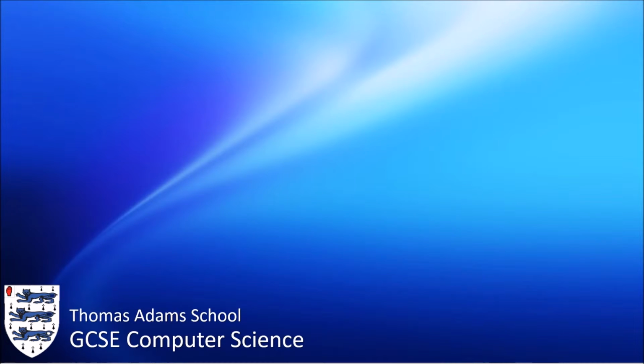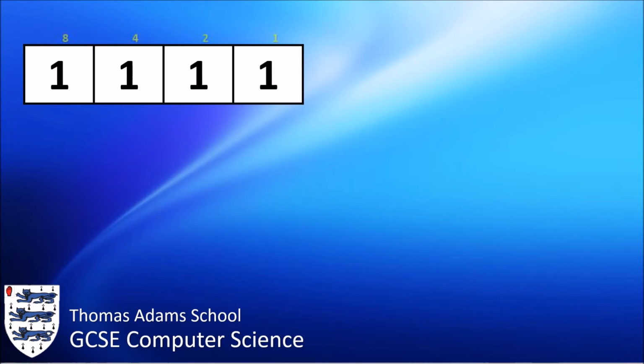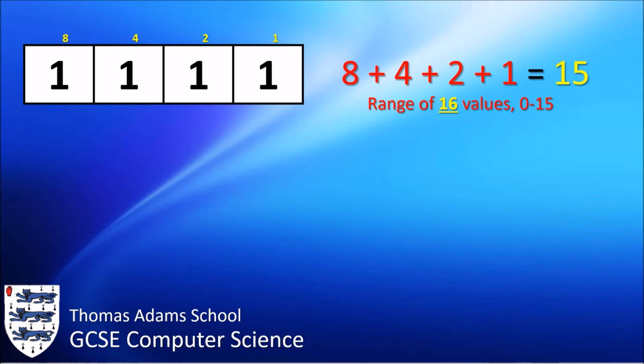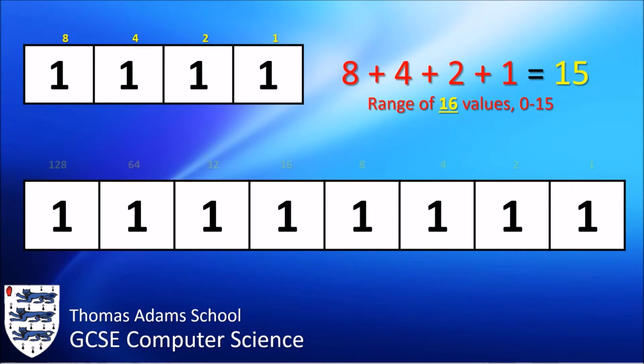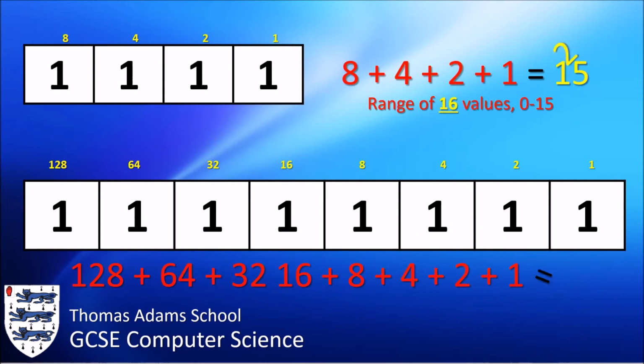Something you'll need to be aware of is the maximum value that can be stored by 4-bit and 8-bit numbers. So if we look at this 4-bit number consisting of 4 ones, the maximum value that is represented here will be 8 plus 4 plus 2 plus 1, which adds up to 15. This gives us a range of 16 values, 0 to 15. If I do the same with the 8-bit number, I add the sequence of 8 ones, this will give me a total of 255, so that's the highest value that can be represented, giving us a range of 256, 0 to 255.